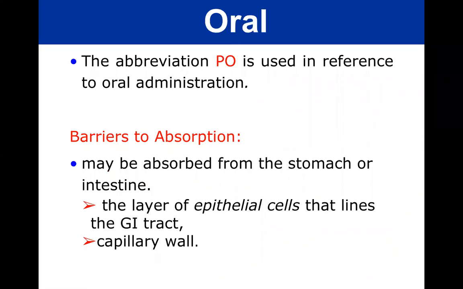The abbreviation PO, which is peroral, is used in reference to oral administration. Barriers to absorption: if we talk about the oral route, there are two important barriers. One of them is the layer of epithelial cells that line the GIT tract, as the oral preparation can be absorbed from the stomach or intestine. And the second barrier is the capillary wall. So for the drug to reach the intravascular compartment, it has to pass through these two important barriers: the epithelial cells that line the GIT tract and the capillary wall.